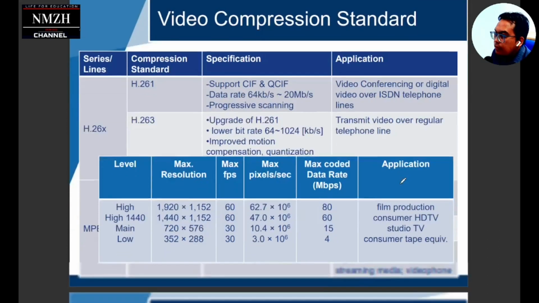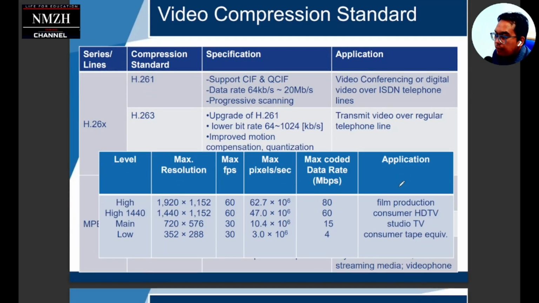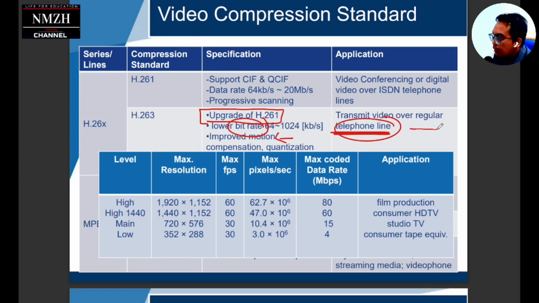So in this video compression, I think apart from H.261, we do have H.263, sorry, an upgraded version from 261. Okay, so the lower bit rate, improved motion. So that would be the idea. This would be kind of interesting: transmit over the regular telephone line. Meaning it's not even using the fiber optic, but the landline telephone line.